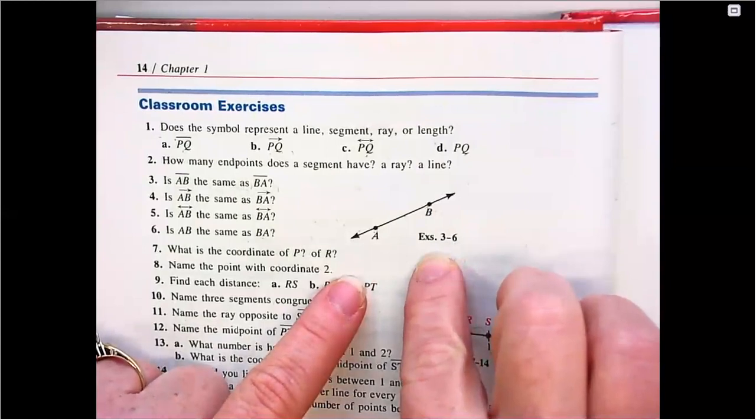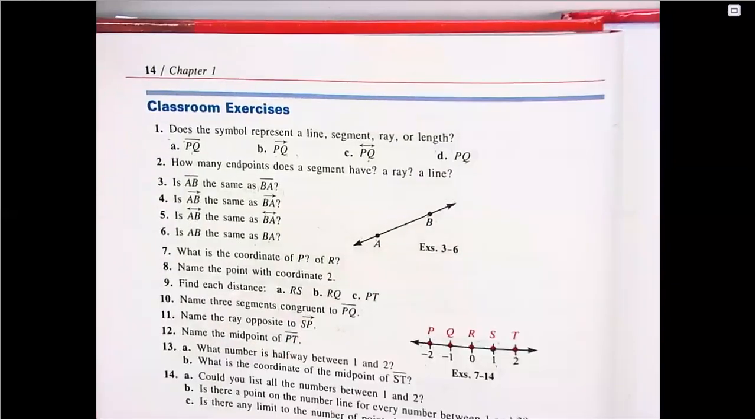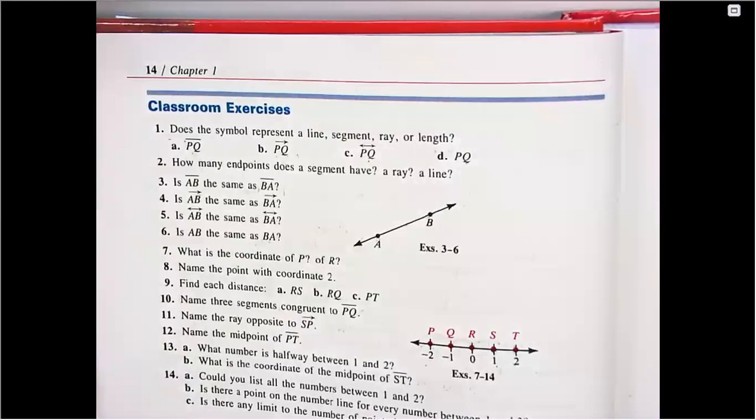Okay. And now they're asking for number 6, is length AB the same as length BA? So that is true. Okay. So the only one that's not the same was the ray, because the ray is very directional and intentional with the direction that it goes.